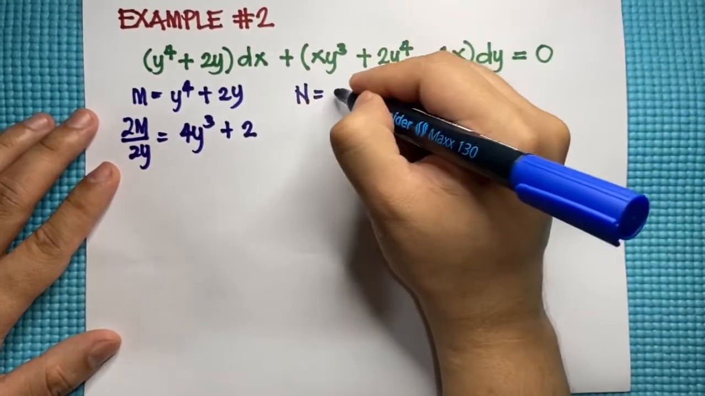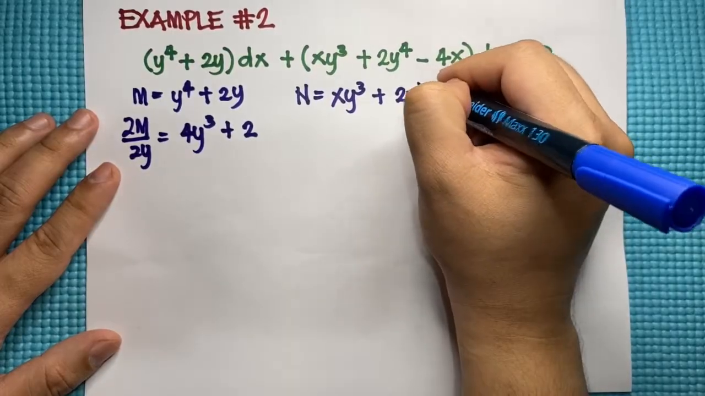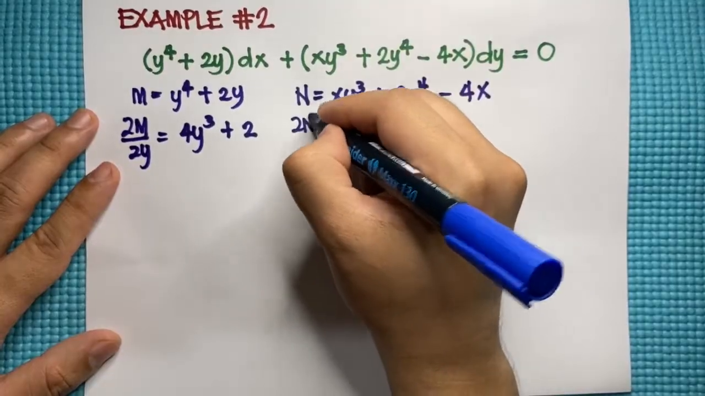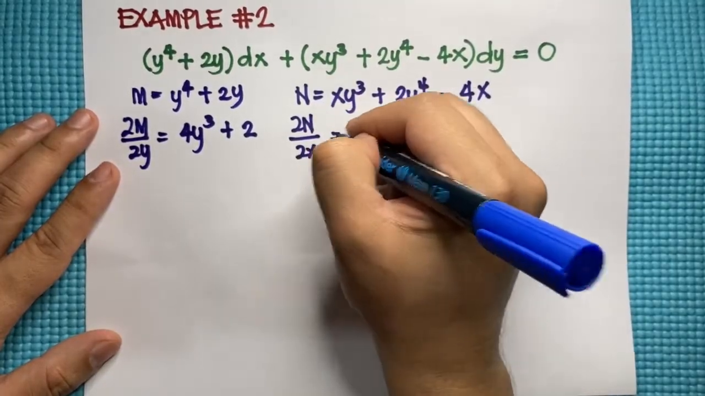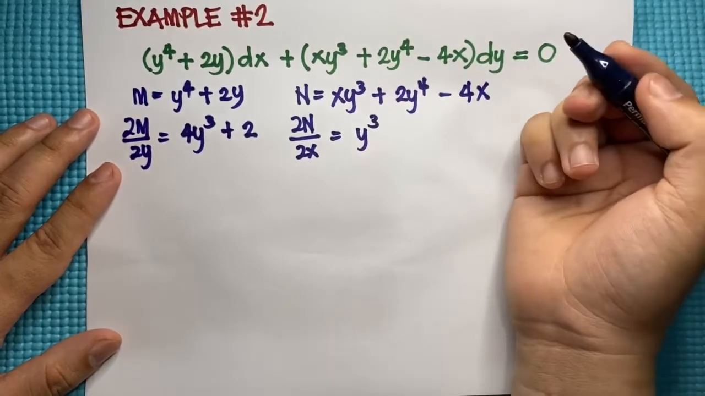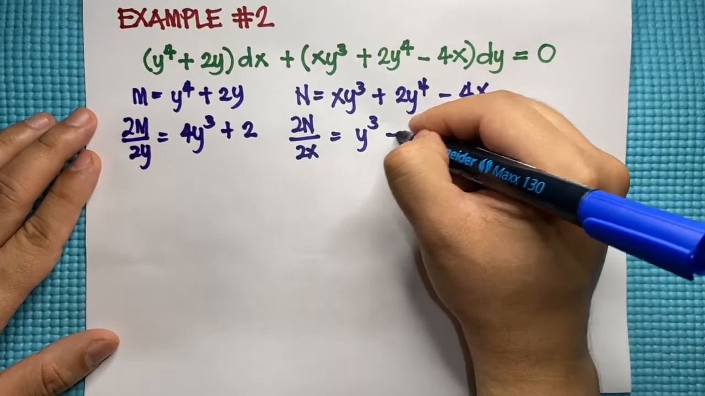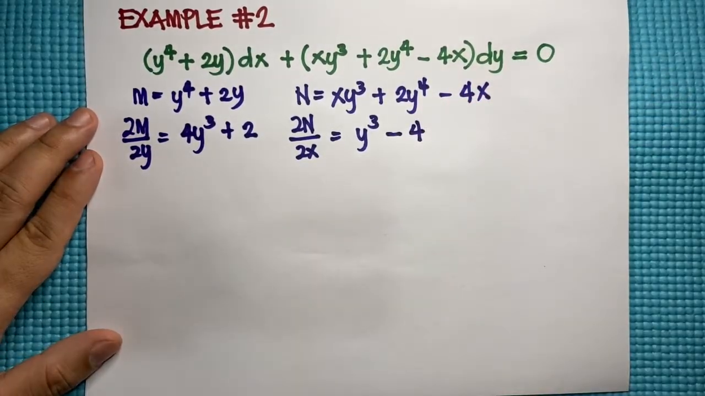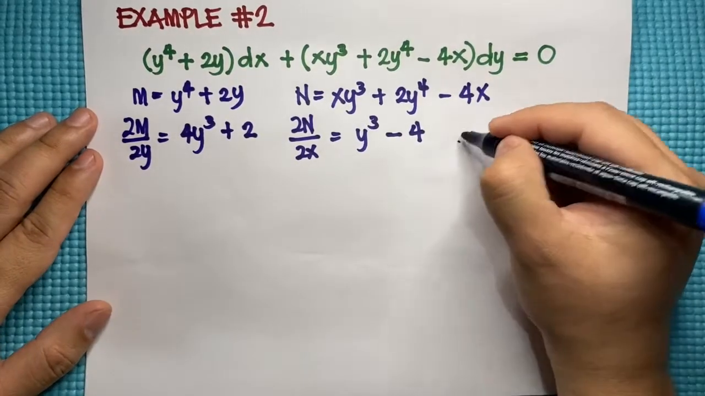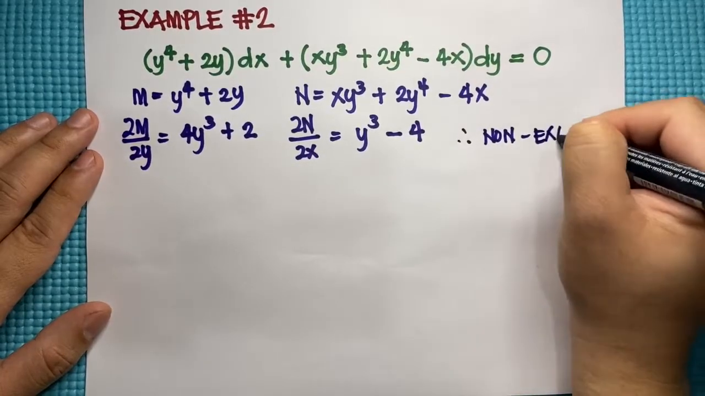And N here is xy cubed plus 2y to the fourth minus 4x. So its partial derivative with respect to x would be, x is 1, so I'll have y cubed, 2y to the fourth is constant, so that is 0. So minus 4. So giving me y cubed minus 4. So again, this is a non-exact equation.